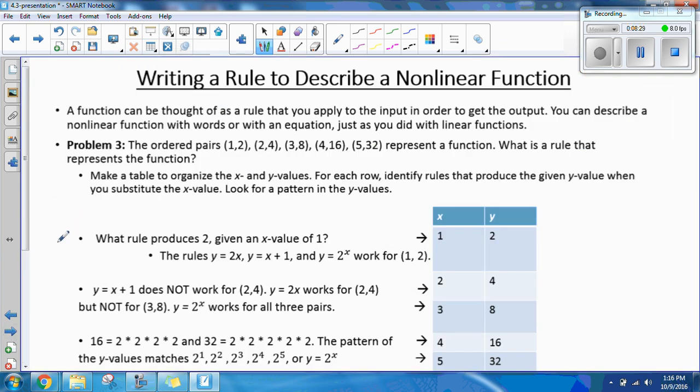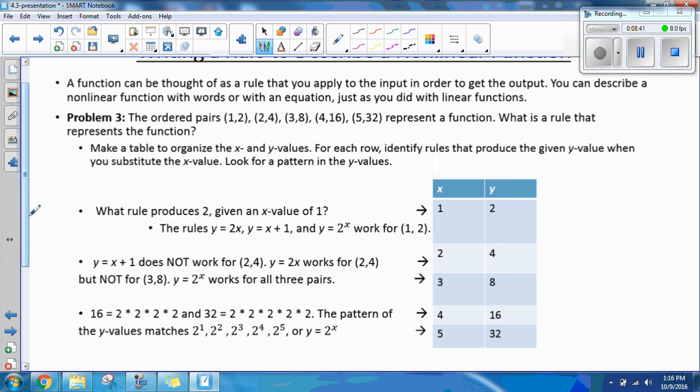A function can be thought of as a rule that you apply to the input in order to get the output. You can describe a nonlinear function with words or with an equation, just as you did with linear functions. In problem 3, the ordered pairs (1, 2), (2, 4), (3, 8), (4, 16), (5, 32) represent a function. What is a rule that represents the function? First, you need to make a table to organize your x and y values. For each row, identify rules that produce the given y value when you substitute the x value. Then you look for a pattern in the y values.